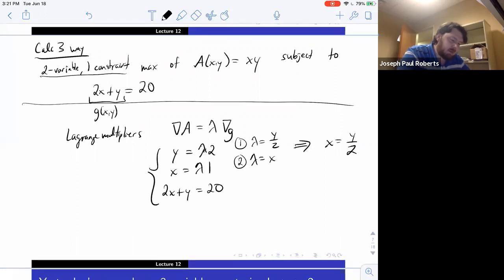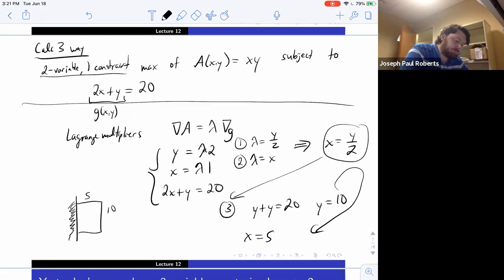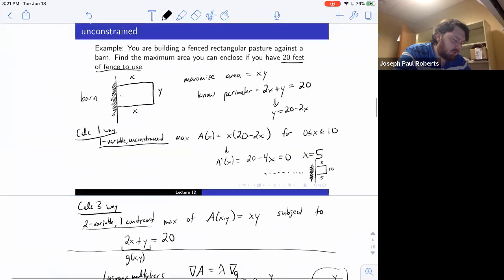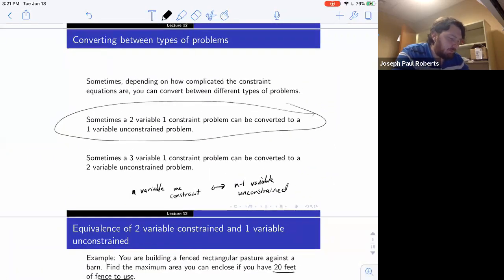And so at that stage, you could plug that in to equation 3, which would tell you that, well, y plus y is 20, so y is 10. And then plugging that back in, you'd get then that x is 5. And so, of course, you get the same answer as you would have in Calc 1. And so hopefully that shows you a little bit more concretely the equivalence of these two problems.